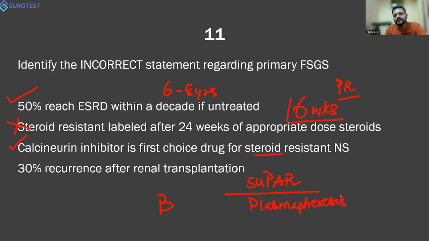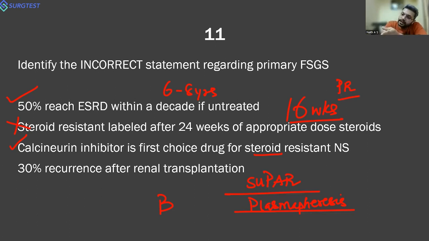So the pathogenesis of FSGS, to put the long story short, nobody knows why these diseases come. There are so many theories, that's all. But anyway, there seems to be a circulating factor which is responsible for FSGS. But on a routine basis, we don't find any circulating factor. So it is not part of any recommendation to check this SUPAR.